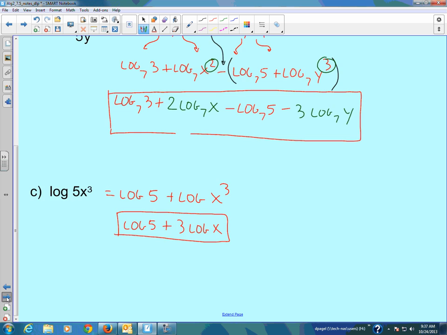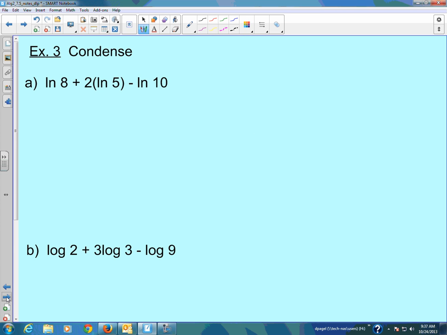Other times, we're condensing them or want to rewrite them into a single log. And this is what we use primarily when we're solving a logarithm equation, which is our next section. So now we want to bring it all together. And we go left to right on the problem. And the first thing that we will do is look for those situations where there is a coefficient out in front of our log or our natural log, because that coefficient becomes a power.